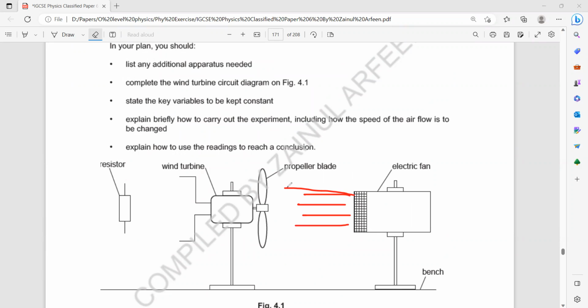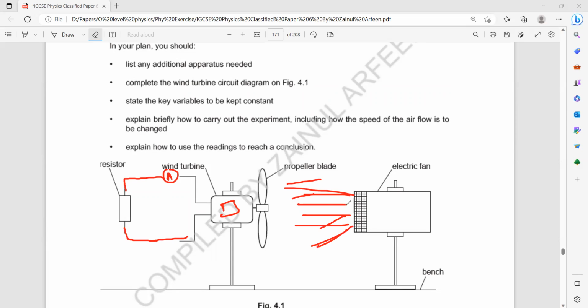When the air moves, that air will cause the propeller blade to rotate, because moving air causes this rotation. And due to this rotation, there is a generator connected inside this turbine, and due to the change in magnetic field, it induces current, and that current we record by using an ammeter. This is the main investigation.